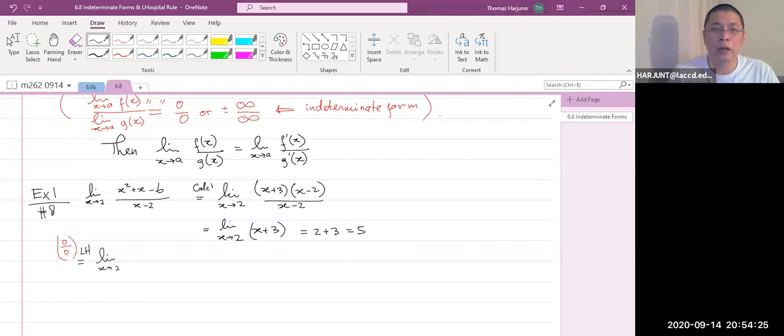Why can you only use L'Hopital if the limit is 0 over 0? Because that's what L'Hopital rule says. If you have 3 over 0, then it's undefined. It's not indeterminate.